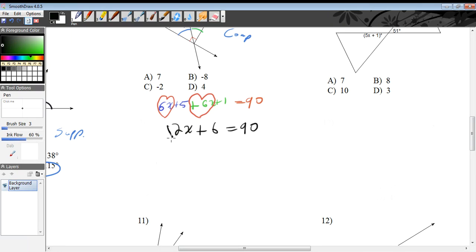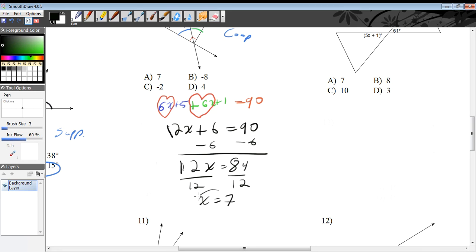So now I can first take care of the addition or subtraction. What I do to one side, I must do to both sides. So I'll have 84 is equal to 12x. And then I'll divide both sides by 12. And x will be equal to 7. Okay.